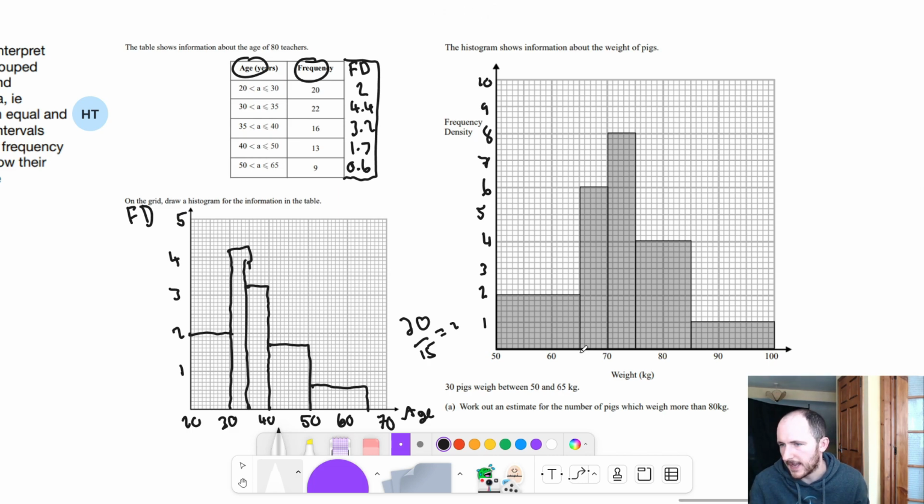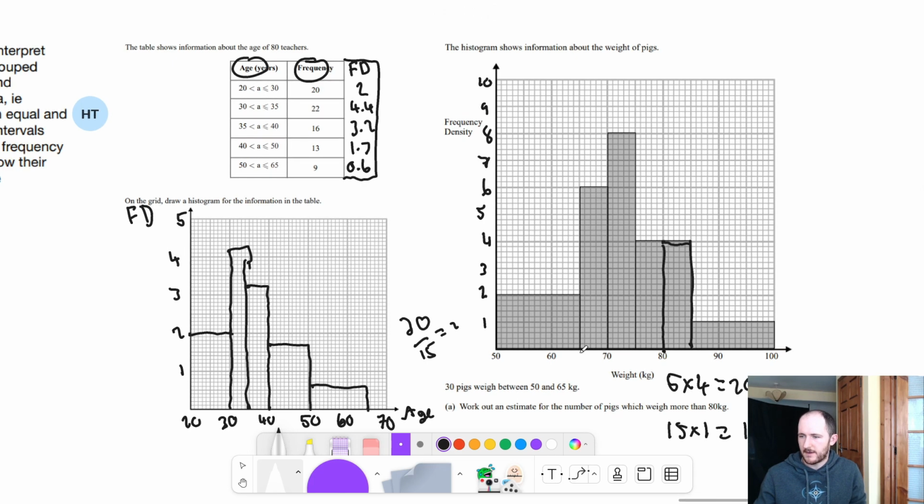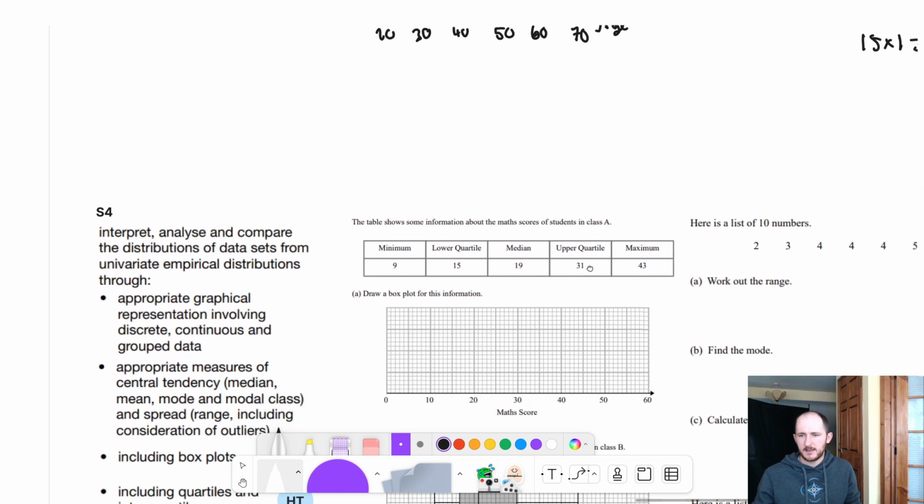So all you do for that is you do the class width. So in this case from 80 to 85 times the frequency density, which is 4. So 80 to 85 is 5. So 5 times 4 is 20. So there are 20 pigs between 80 and 85 kilos. And then you're going from 85 to 100, which is 15. So 15 times the frequency density, which is 1, which is 15. So in total there are 35 pigs above 80 kilograms in weight. There's some chunky boys.